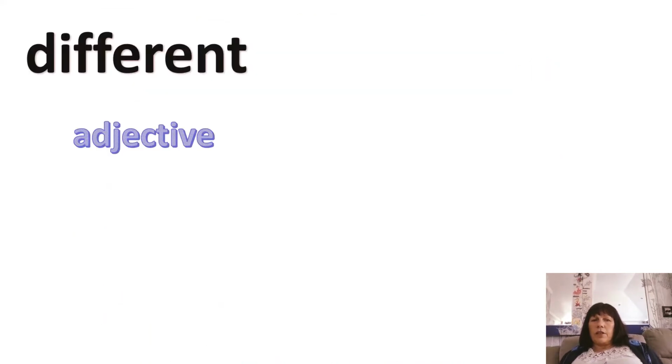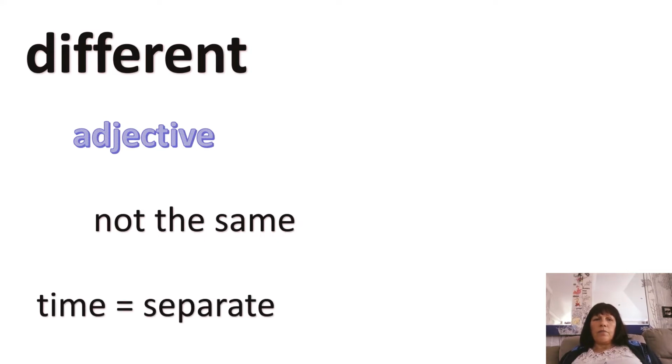So different, this is an adjective and it means not the same. Oh, your hair looks different today. Oh, the classroom is different today. It's in the garden and the house. And sometimes we use the word different when we're talking about time, when we want to separate the different days.